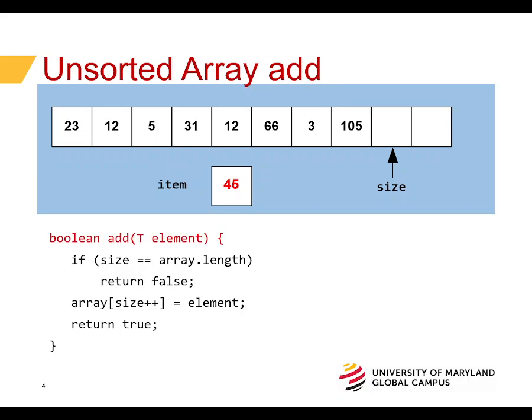Add is supplied the element to be added, and it returns whether the operation was successful. If the operation fails, if the array is full, in which case false is returned. Otherwise, the new element is added at the end of the list and the instance variable size is incremented. And true is returned to indicate that the operation succeeded.